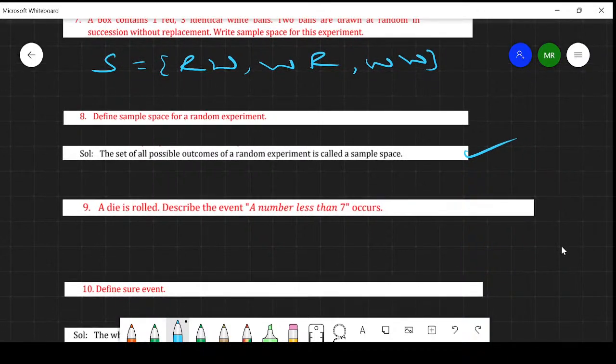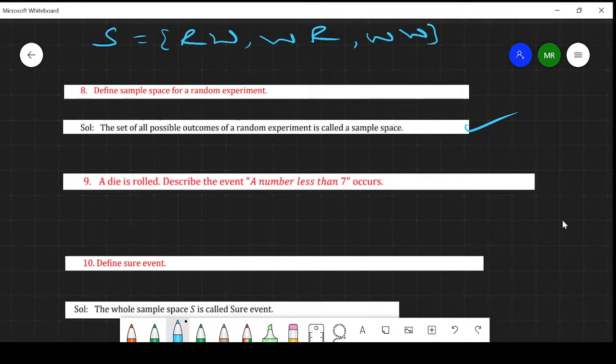Next one. A die is rolled. Describe the event A: a number less than 7 occurs. Check that. A die is rolled. Describe the event A: a number less than 7 occurs.